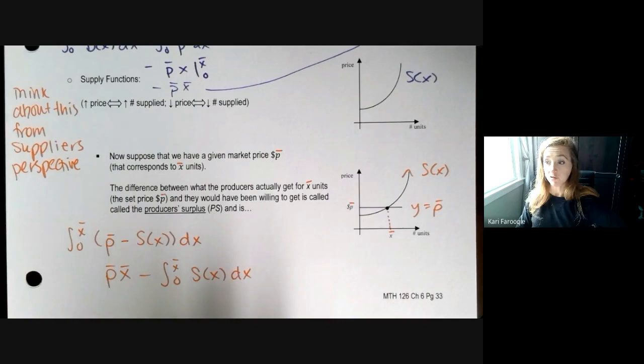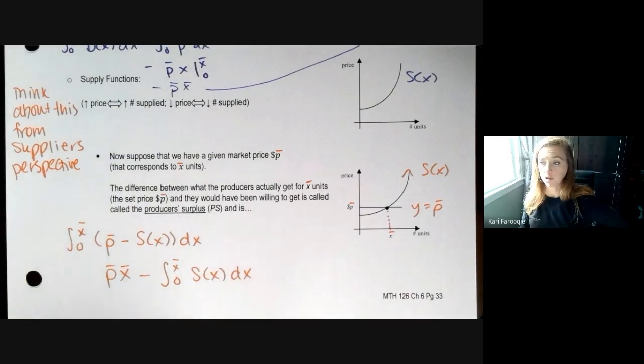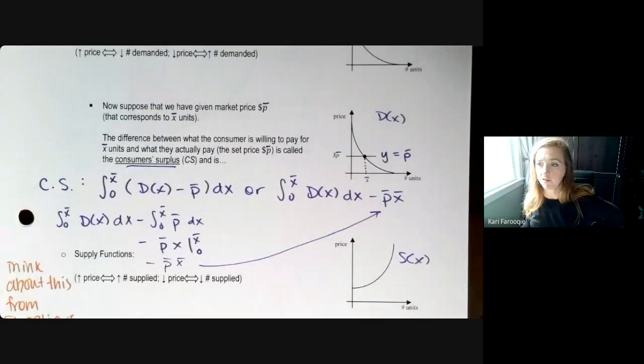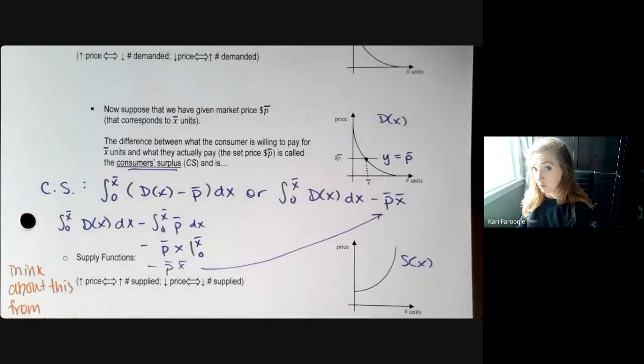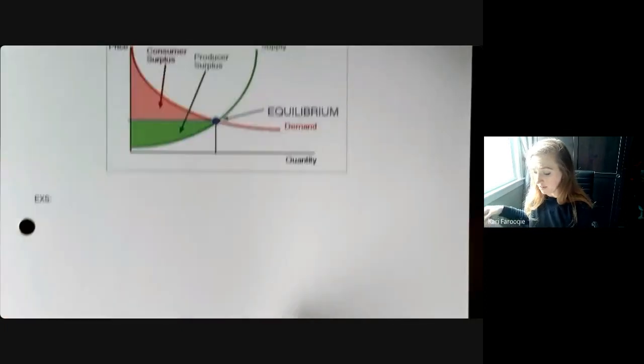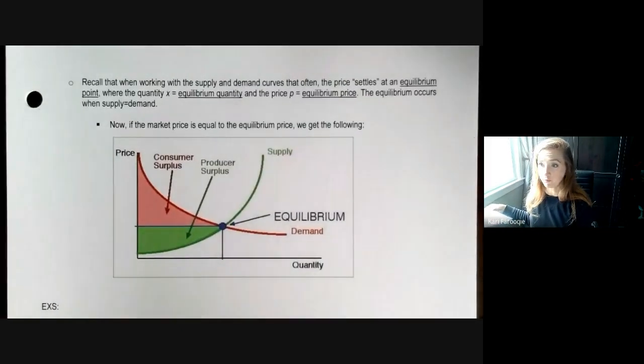So that's kind of the big idea here. The producer surplus is the difference between what the producers actually get and what they would have been willing to get. And the consumer surplus is the difference between what they actually paid and what they would have been willing to pay. The idea behind using these curves together is on the next page.